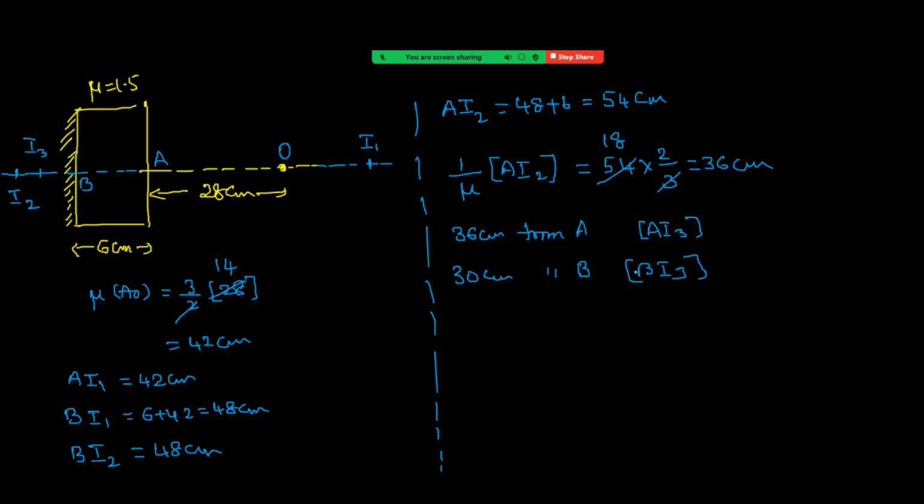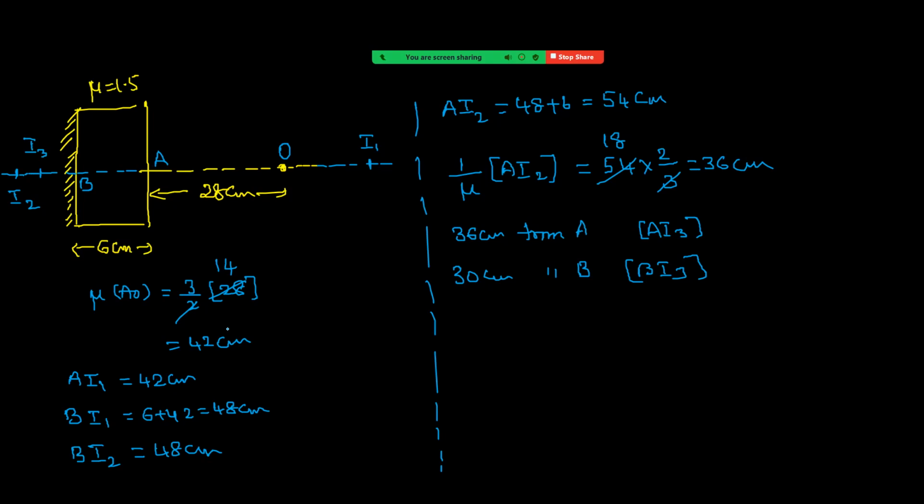So finally, the image is formed behind the mirror. The distance is 30 from B and 36 from A. Okay. So how to get the idea? First refraction, so there is an image because of this. Next reflection, another image because of this. After reflection, the rays fall on this surface, again refraction. So finally, okay.